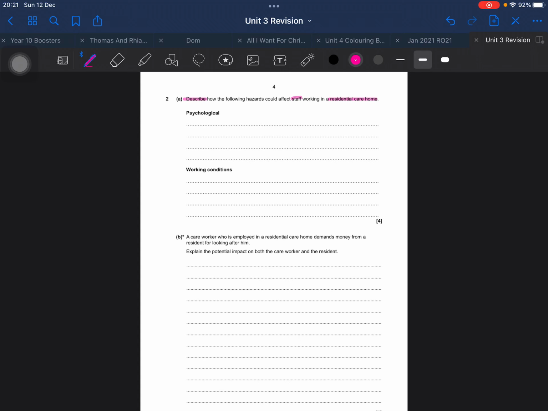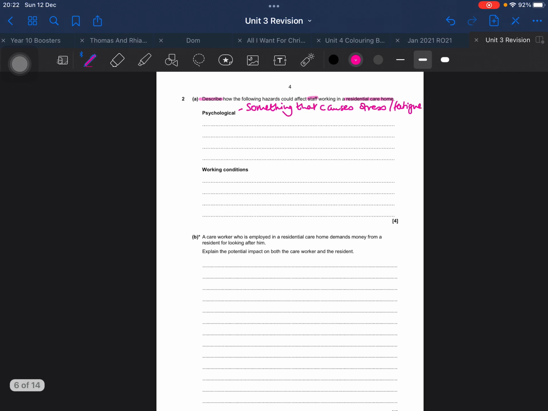So a psychological hazard is something that causes stress or fatigue. So I'm going to write that next to it. Something that causes stress or fatigue. Okay. Working conditions could be environmental things like the temperature, the noise, or having to travel to work. So this could be environmental, e.g.